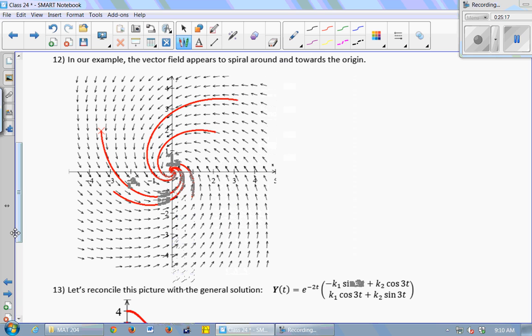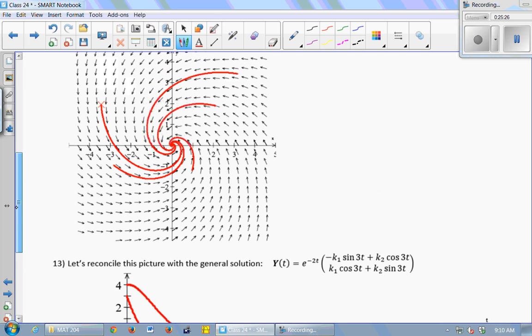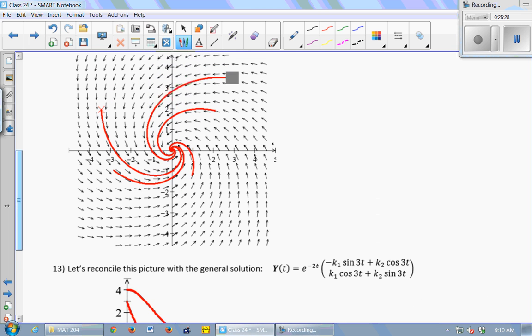All right, so in our example, the vector field appeared to spiral around and towards the origin. So let's reconcile this with the formula we came up with, right? So this is the general solution that we just wrote down. So these are sinusoidal, right? This is, remember, x of t, y of t. So my x of t, it's a sinusoidal function. It's a sum of sines and cosines, which makes sense that it's going to spiral, right?